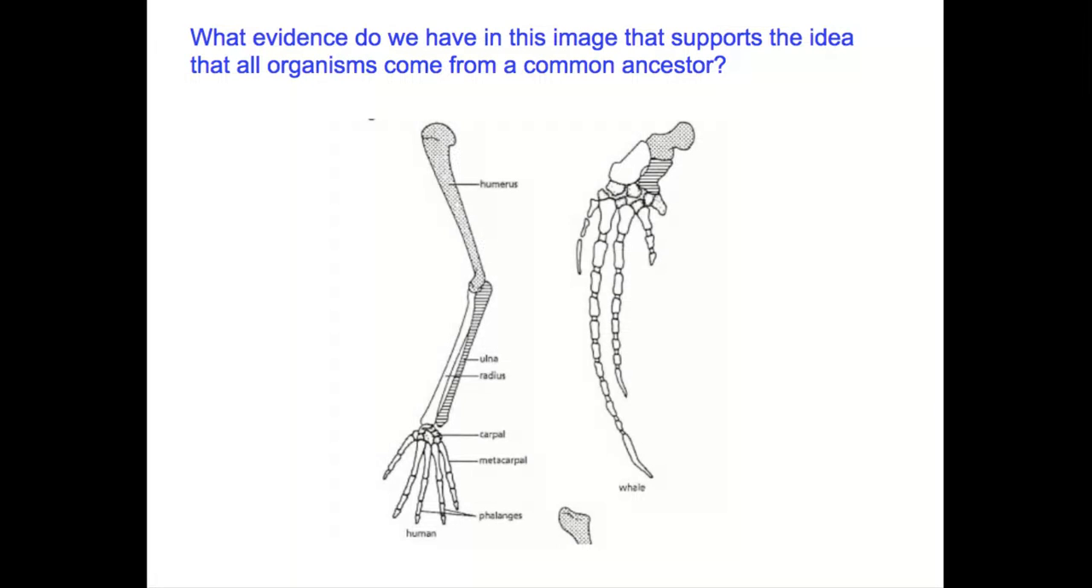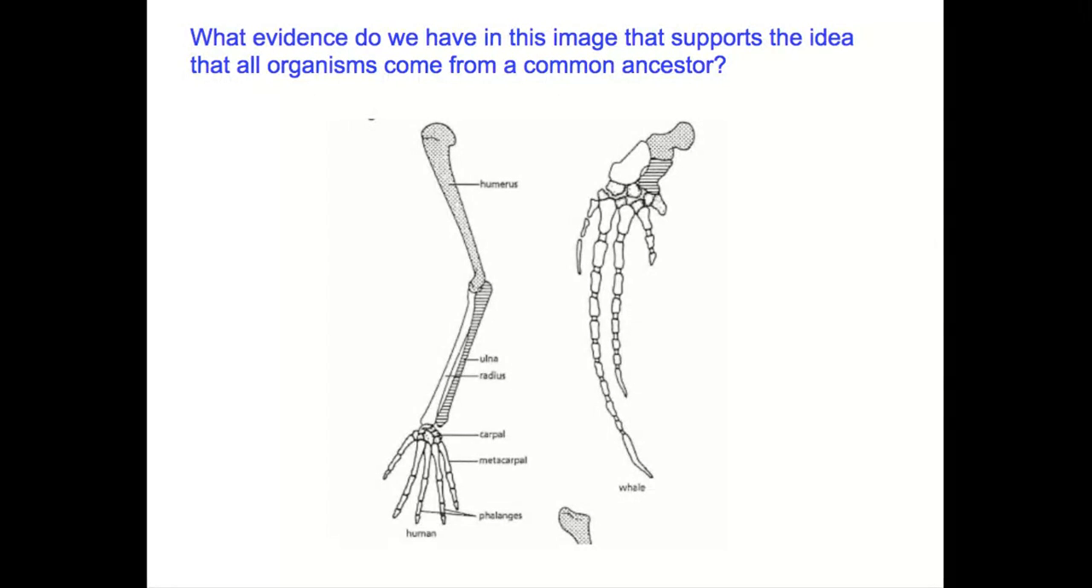And so my question to you is, what evidence do we have in this image that supports the idea that all organisms come from a common ancestor? So how could we look at these two forelimbs of completely different species? One lives on land and one lives in the water. One uses its forelimb, us, for a very different task than the forelimb of a whale.